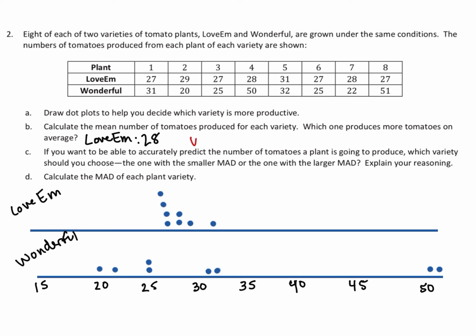Make sure you show your work for that step. If you don't have enough room on the workbook page, make sure you use a separate sheet of paper. Then it says, which one produces more tomatoes on average? Wonderful has a higher mean, so Wonderful produces more on average.